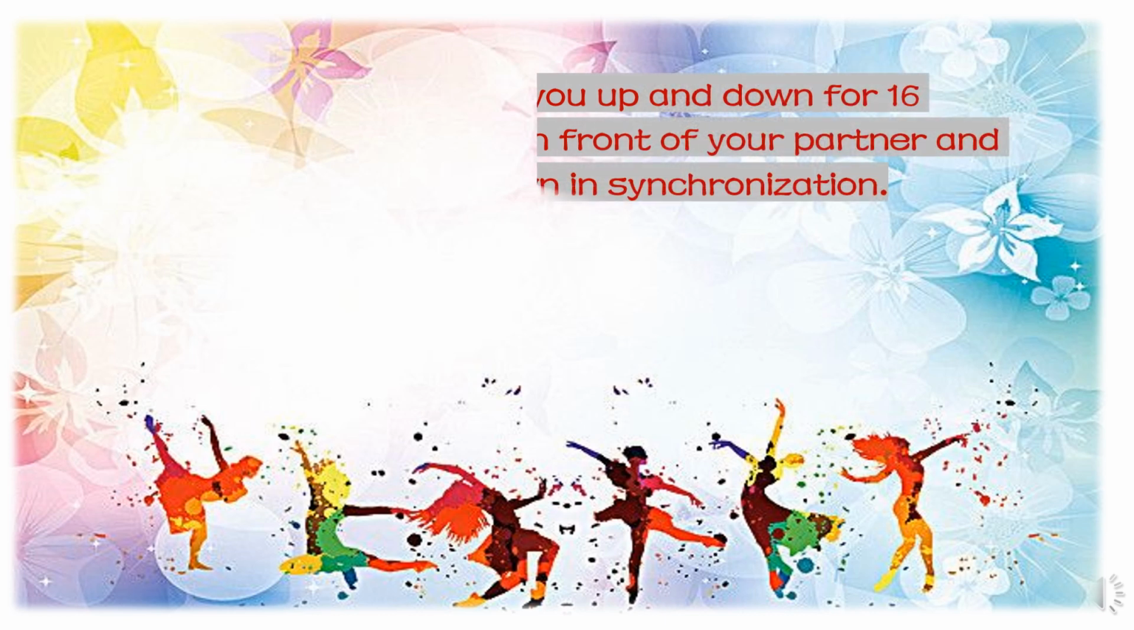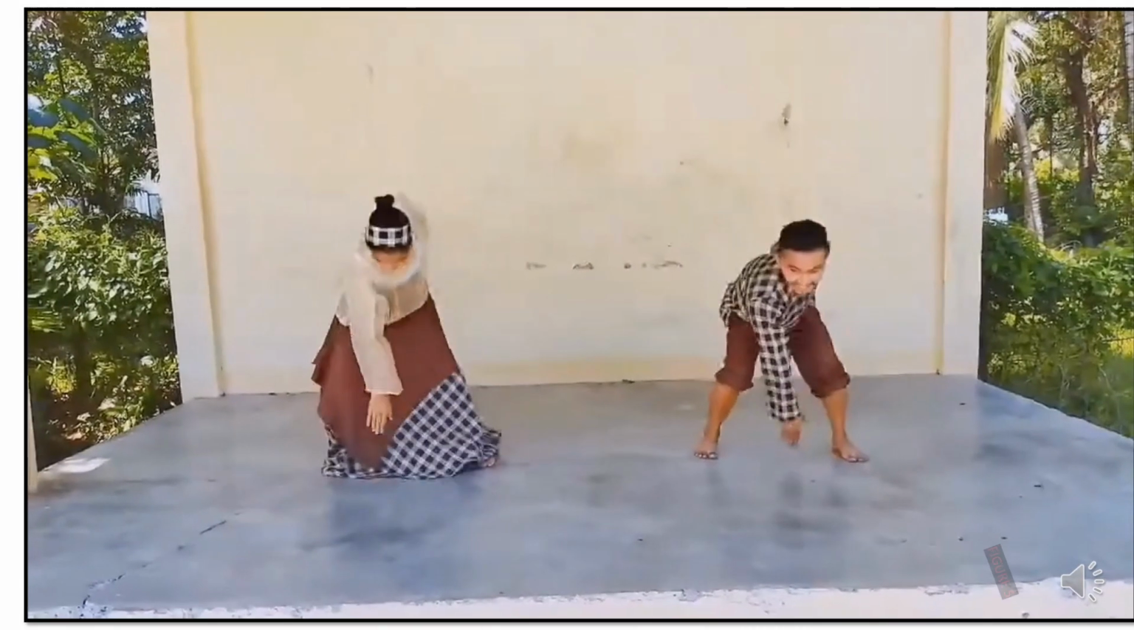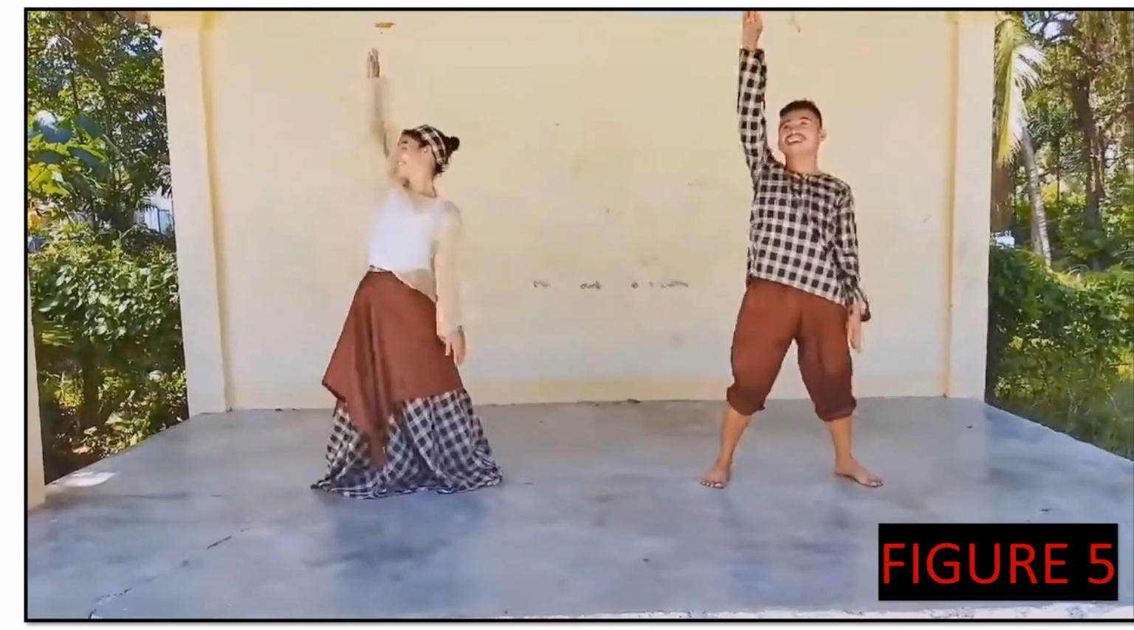For figure 5, move your arms in front of you up and down for 16 counts. Then, jump lightly in front of your partner and move your arms up and down in synchronization. Do this for 16 counts too. Let's do this. Figure number 5.